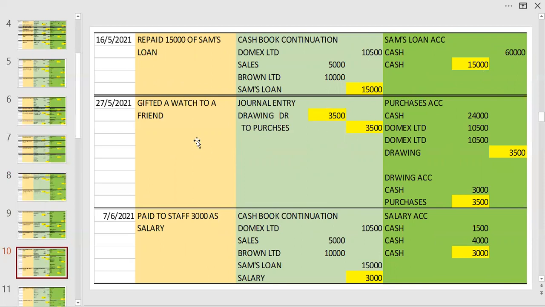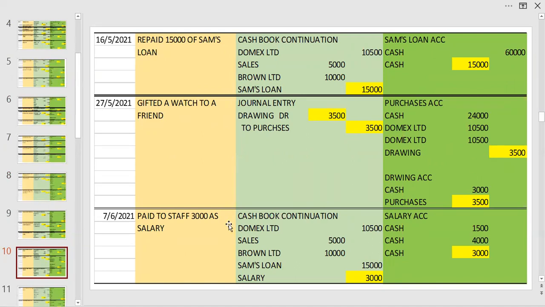Next one, gifted a watch to a friend. According to the business entity concept, this is not a business transaction. Therefore, this has to be shown as a drawing. So it is shown as drawing and this is credited to purchases account. This is one way of showing it, but there are several other ways of showing it. If the students at least just remember that, that's enough for the time being.